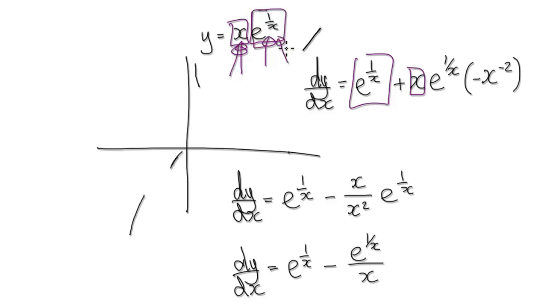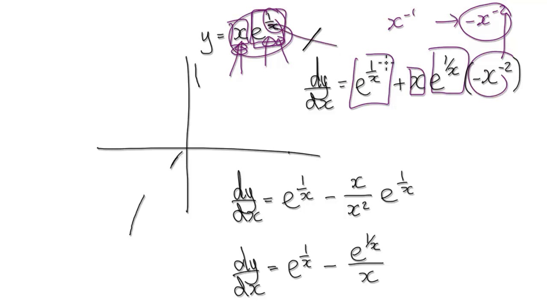When you differentiate the second, it will be e to the power of 1 over x, and then times the derivative of this. The derivative of this is actually minus 1 over x squared, this thing here. So when you differentiate this, it will give you this. So now let's tidy this up.